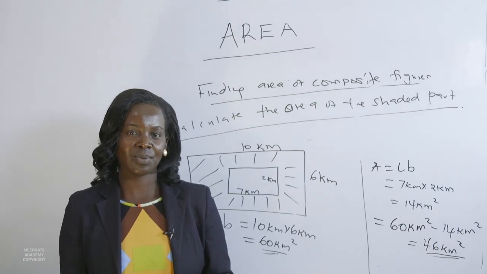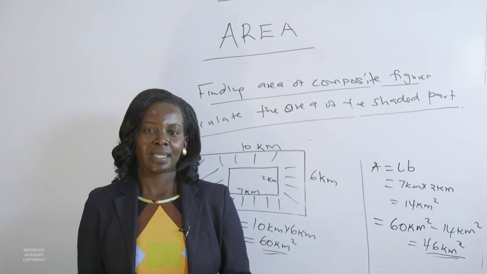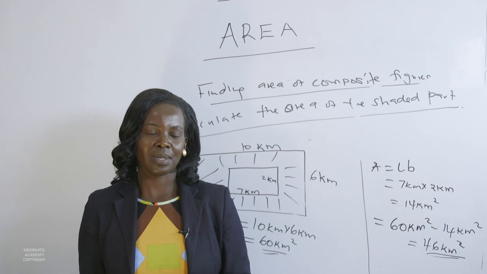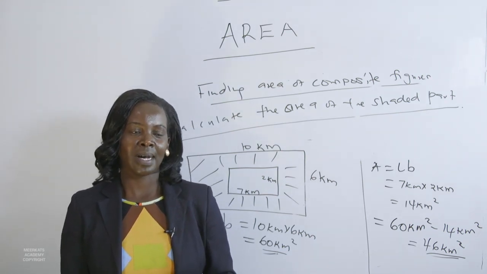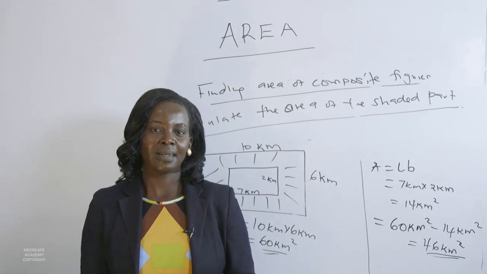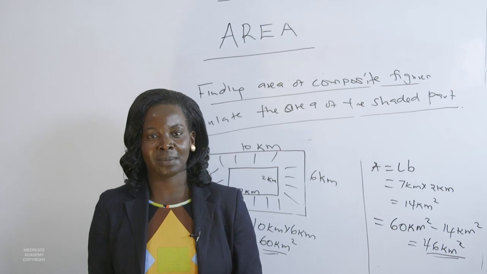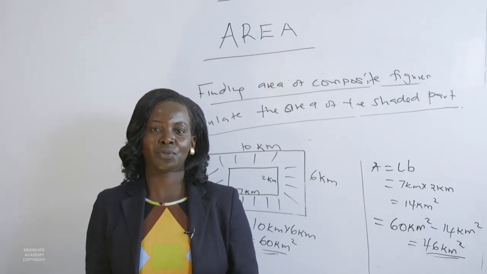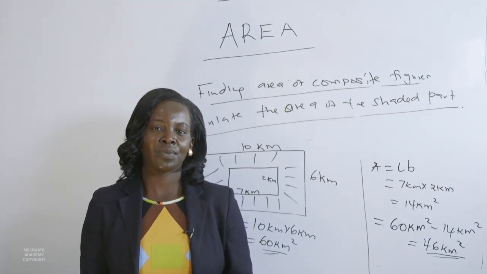We have gone ahead to also look at how to calculate the area of composite figures, and we said we either use addition or subtraction method, where we calculate the area of a larger figure, then we subtract the area of a smaller figure, if that is by subtraction. Or if the composite figure is made up of two basic shapes, then we add the areas of those two basic shapes.